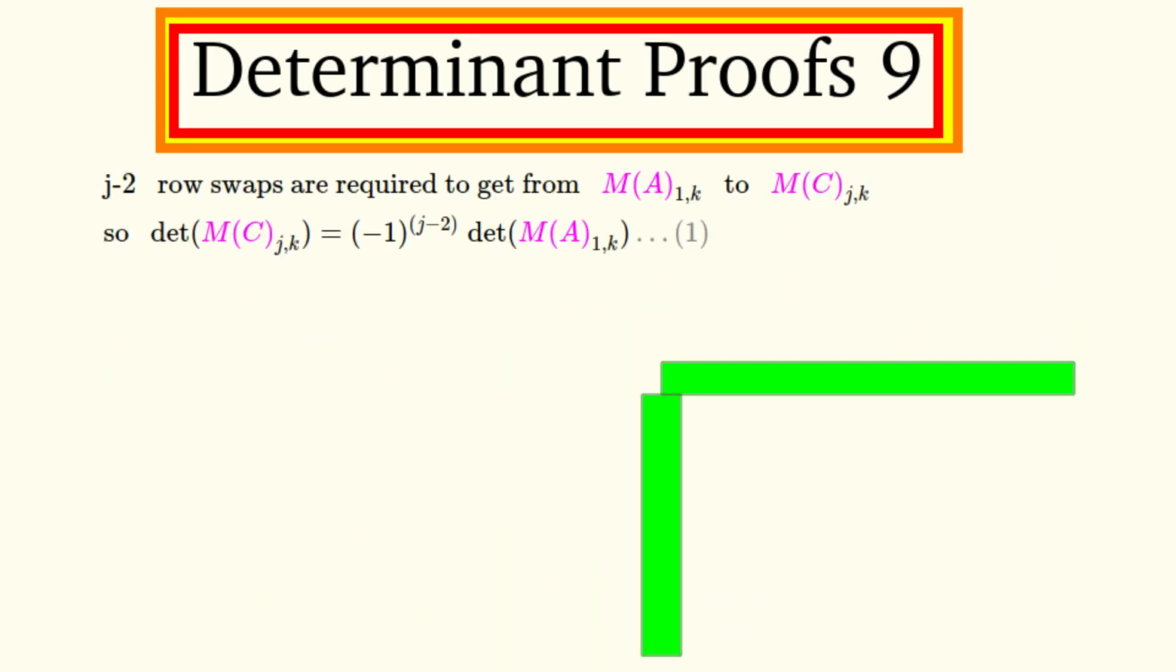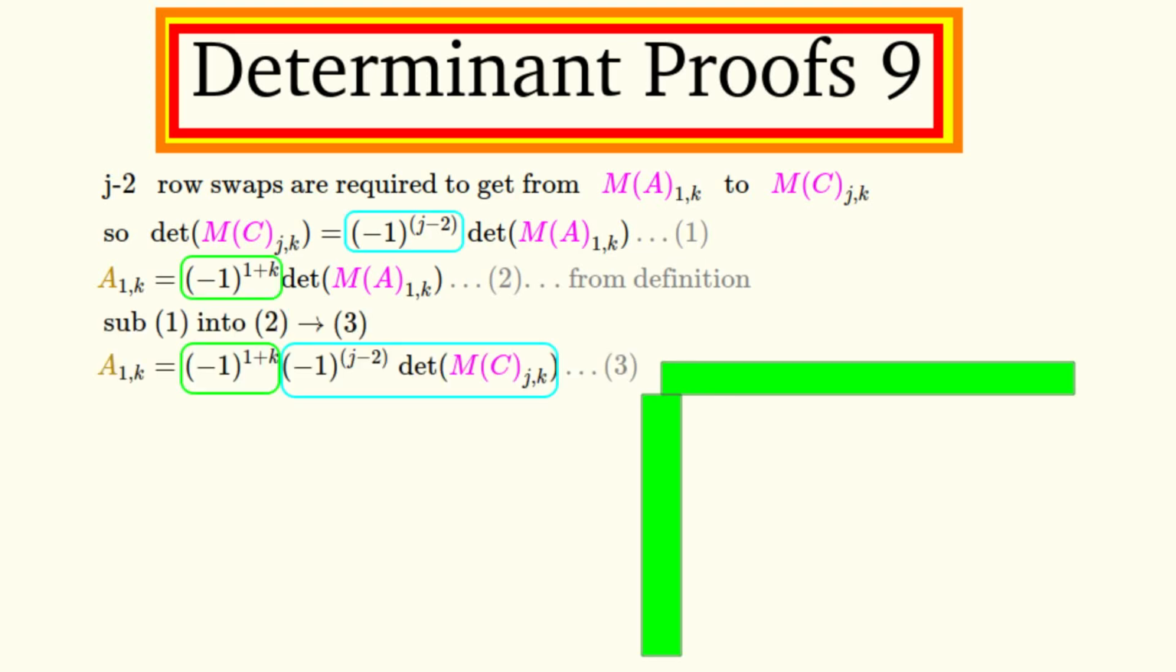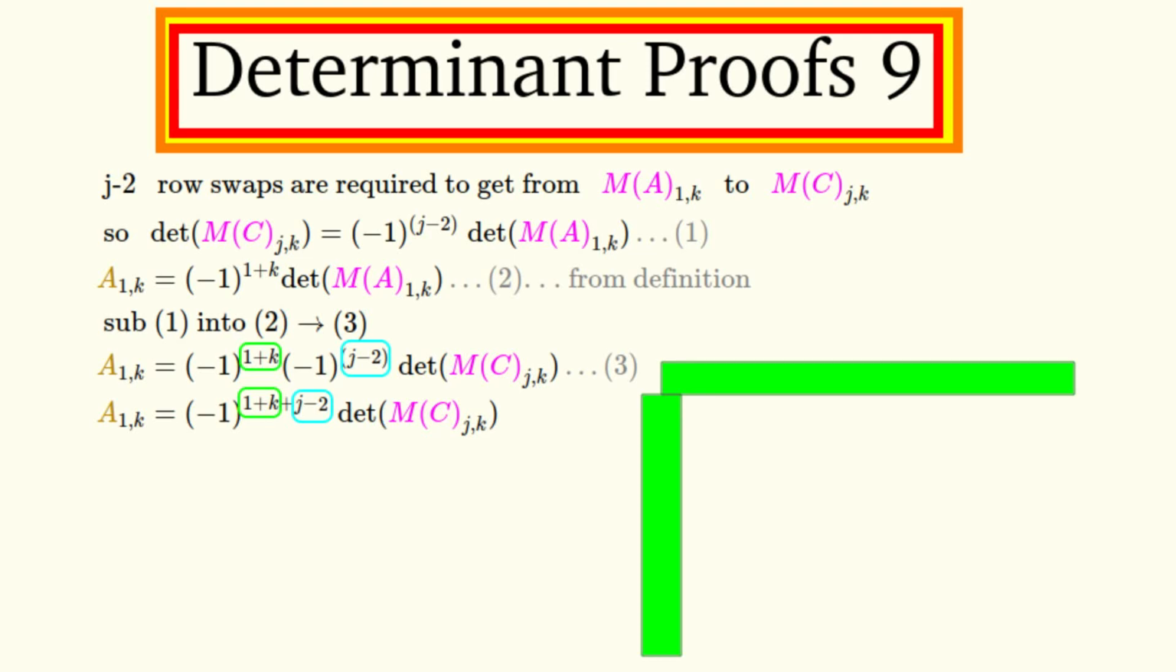So I'll just scroll everything up the screen here to make more room. So this is what the cofactor of A is from the definition of cofactors. So we can combine these two equations to get this equation. We can add up all of the powers of -1 like this. Then we can simplify this expression like this.